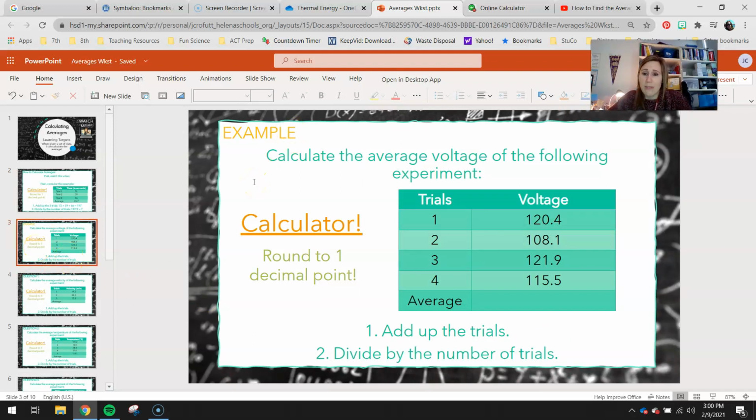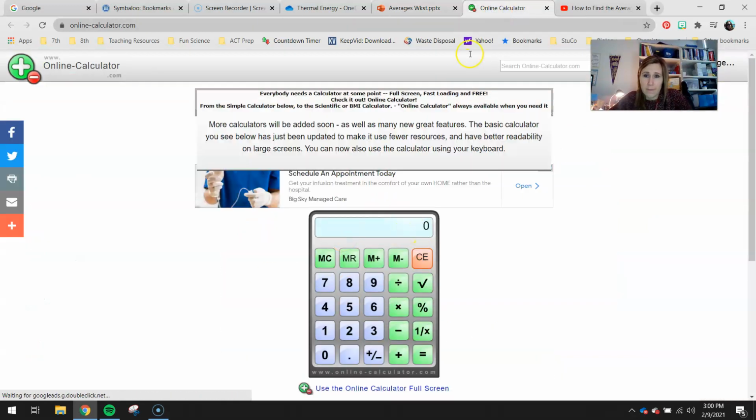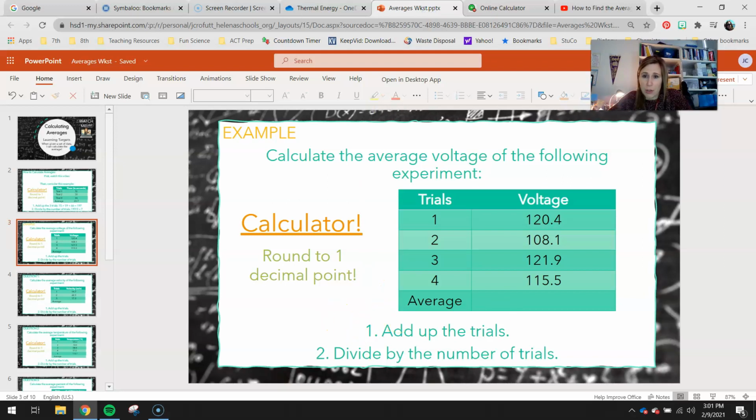So calculate the average voltage of the following experiment. So we did some experiment where we collected data for the voltage for 4 different trials. Okay, so you guys need to find the average of that. So we've got 120.4. I'm going to go ahead and clear my calculator. First step, again, is to add up all the trials.